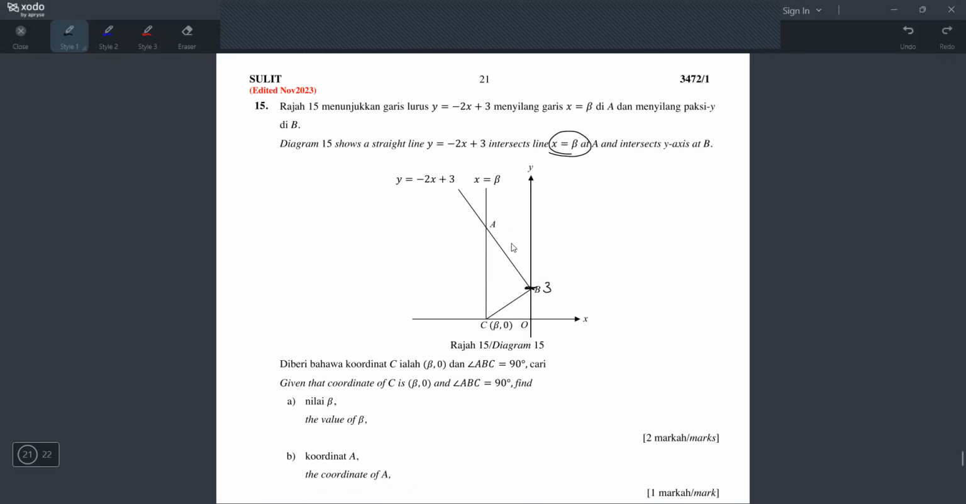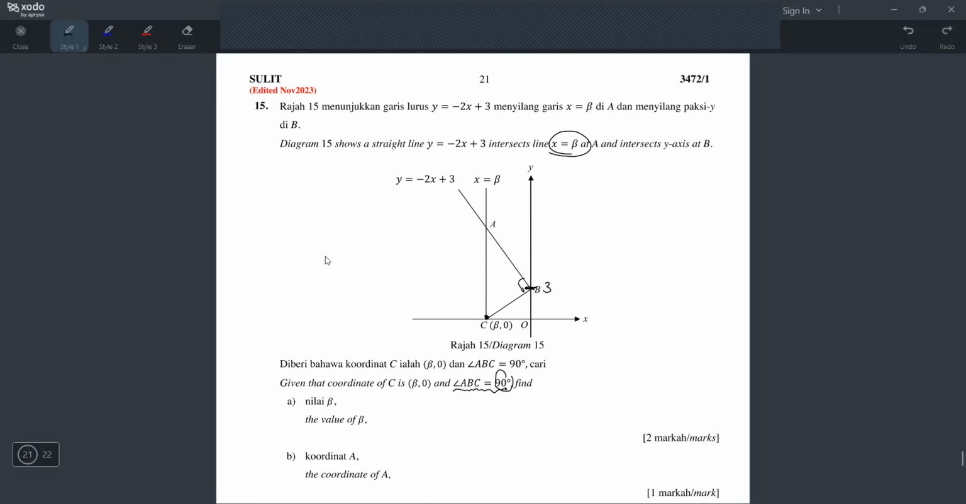Okay, 0, 3. Now they say given that the coordinate of C is (beta, 0), where is it? Okay, C (beta, 0), they already labeled for me. And by the way, this one we call it x-intercept, because if point C is on the x-axis, then it's the x-intercept, and the y coordinate will be 0. And then they say angle ABC is 90. Wow, this one important. ABC 90. It means here I have to put 90.